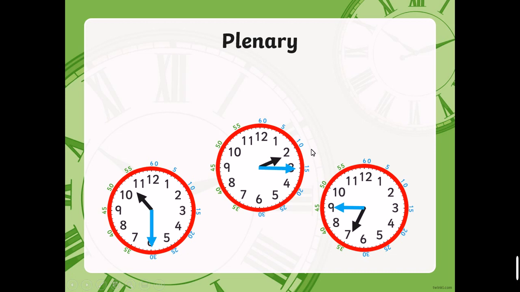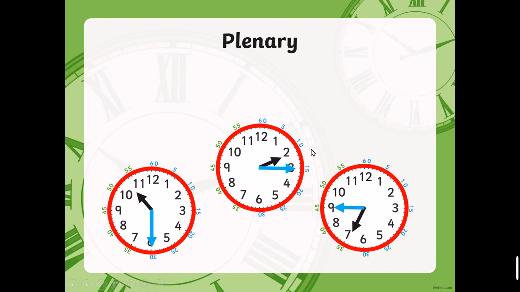What one's showing half past? So remember, think about the journey round the clock, and when we had the clock divided up into quarters and halves. Also, what number shows half past? Have you figured it out? That's right, it's this one.